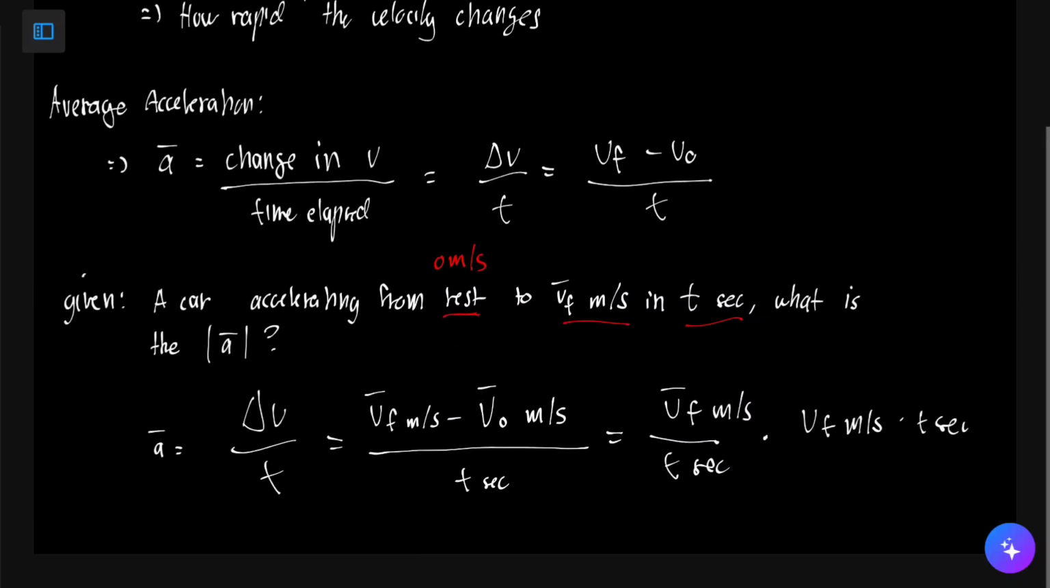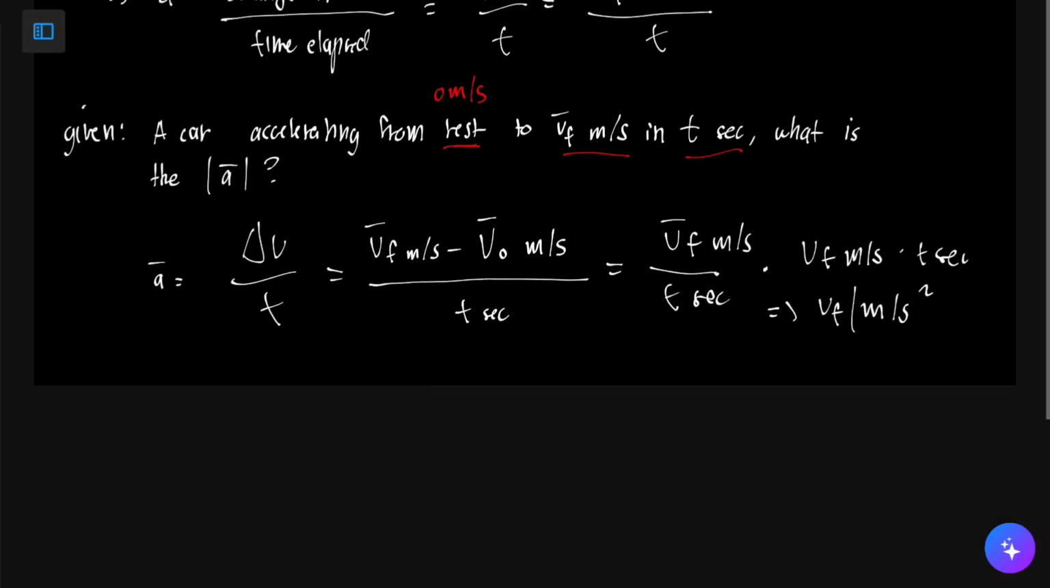So the acceleration will be vf meters per second times t seconds, or just vf meters per second squared. Your unit for acceleration is usually expressed as meters per second squared. Di ba kanina sa velocity is just meters per second? Your acceleration is expressed in meters per second squared. Okay, that is one example.